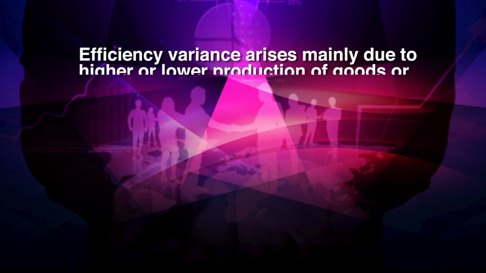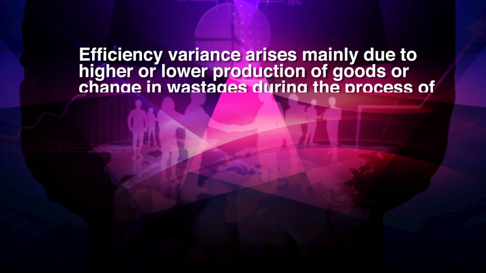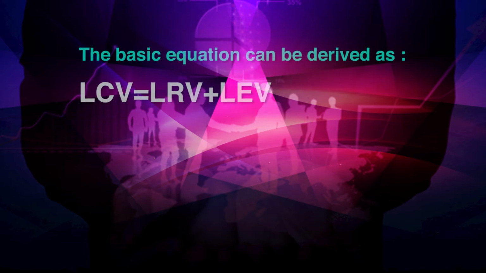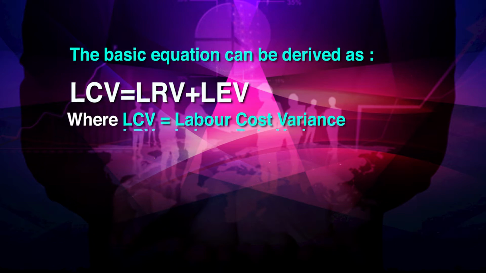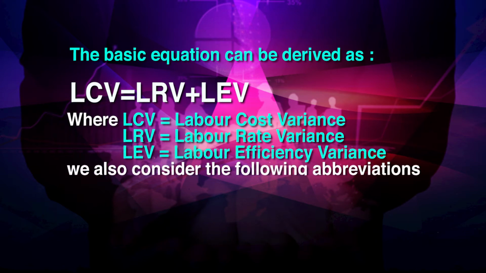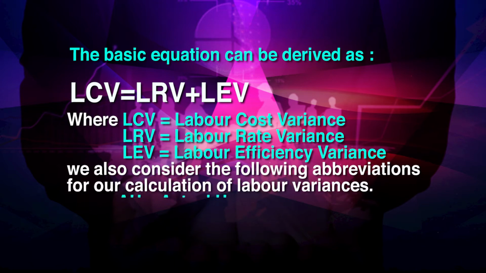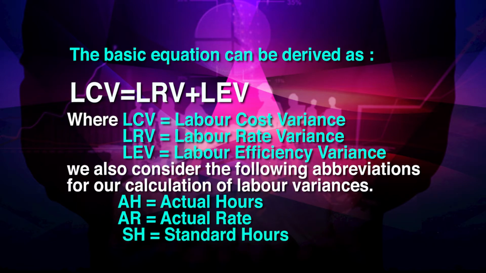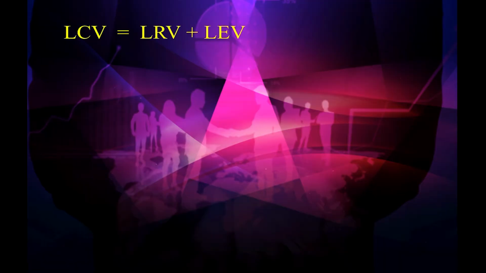Efficiency variance arises mainly due to higher or lower production of goods or change in wastages during the process of production by employees. The basic equation can be derived as LCV is equal to LRV plus LEV, where LCV is labor cost variance, LRV is labor rate variance, and LEV is labor efficiency variance. The following abbreviations will be considered for our calculations: AH is actual hours, AR actual rate, SH standard hours, SR standard rate.